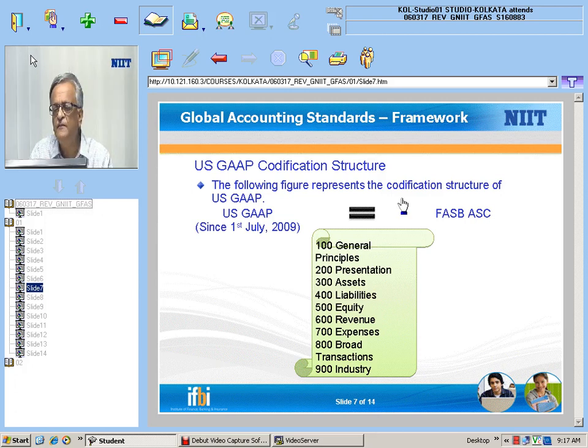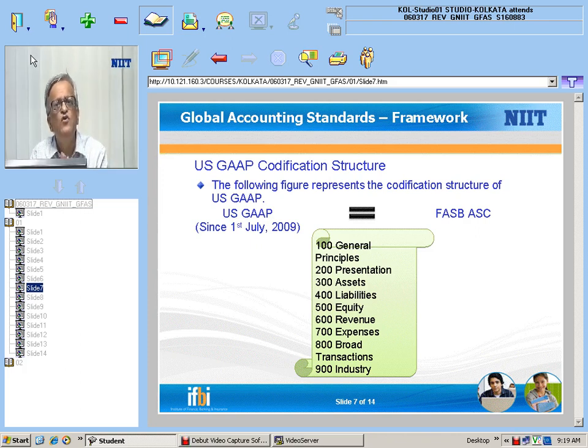You can see the word codification. Codification means arranging the various rules and regulations into a system so that it is easy for the user to find out any matter which it wants. So you can see the codification. 100, general principles. 200, presentation. Presentation means how the items are presented in the balance sheet. What are the items in the balance sheet? Assets and liabilities. What are the items in the income statement? Revenue and expenses. How are these presented? 200. 300, asset. 400, liabilities. 500, equity. 600, revenue. 700, expenses. 800, broad transactions. And 900, industry. So these are the codes.